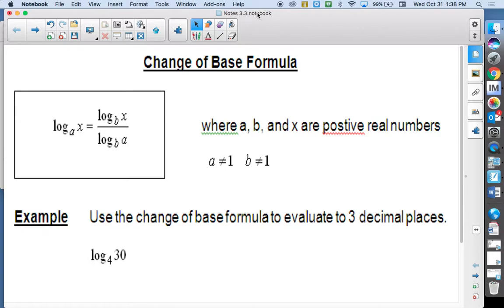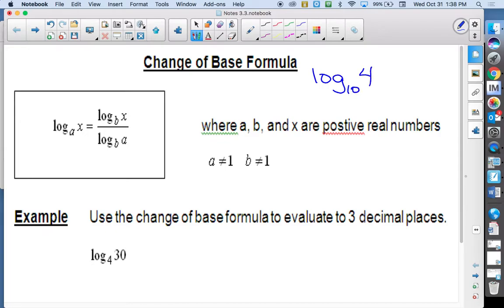So at the top of section 3.3, it talks about the change of base formula, which was created so that we can calculate logs that have other bases. So yesterday, and in your homework, in your notes, we evaluated the common log, which always has a base of 10.